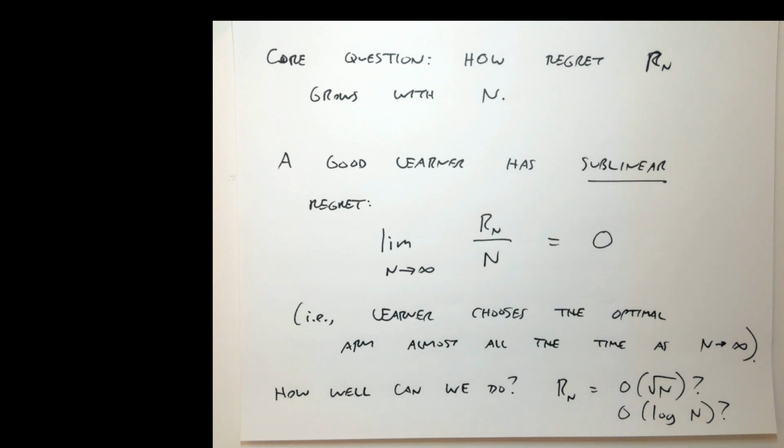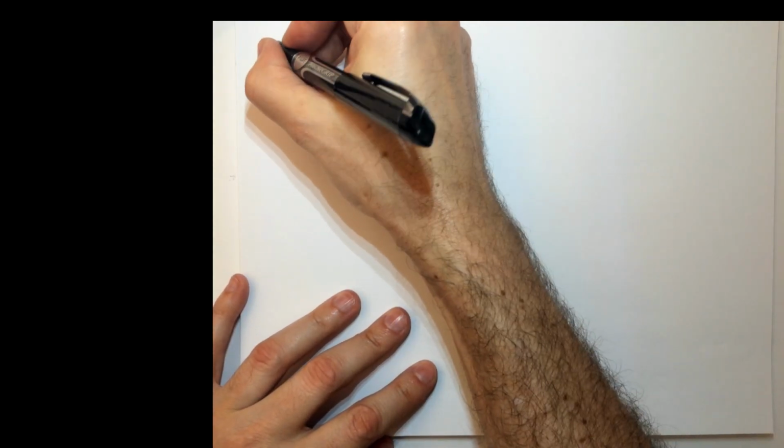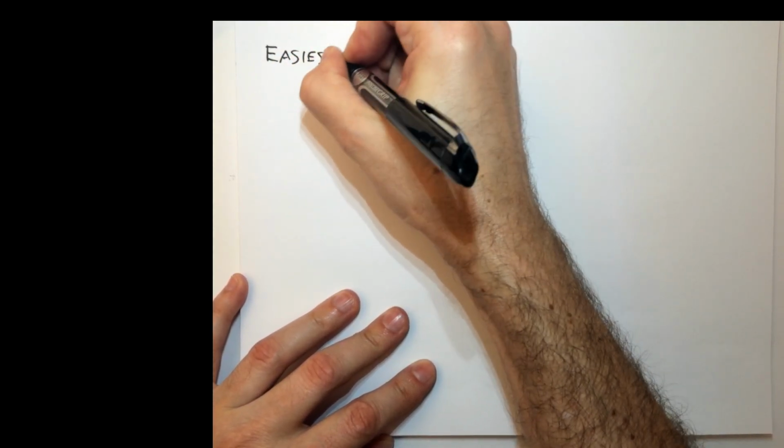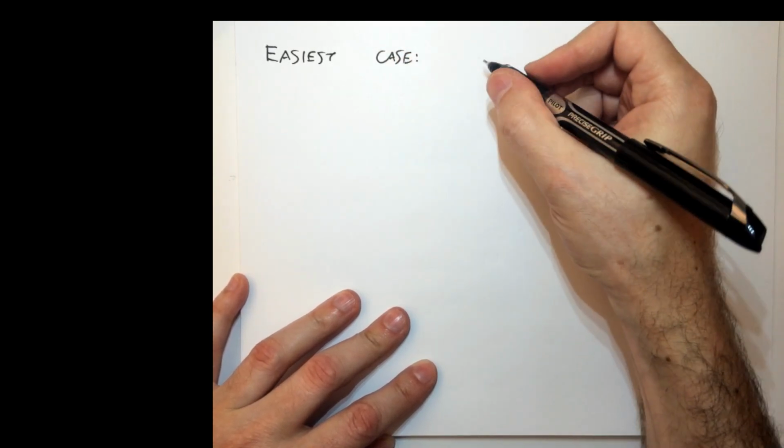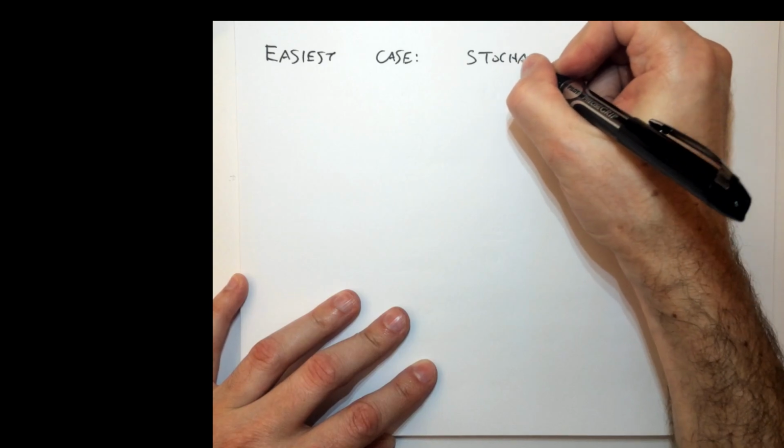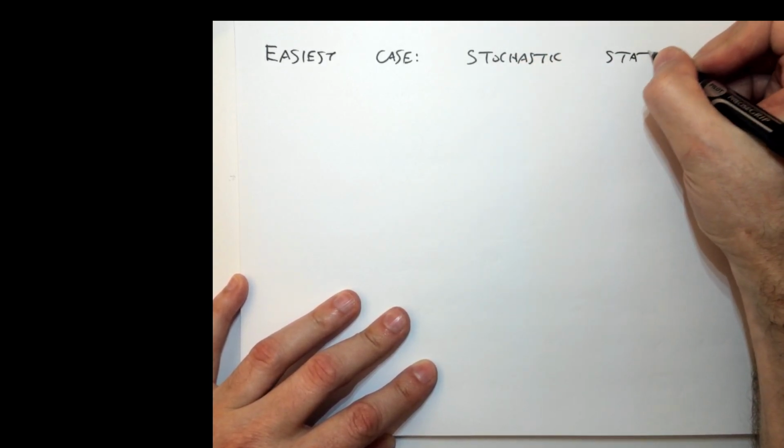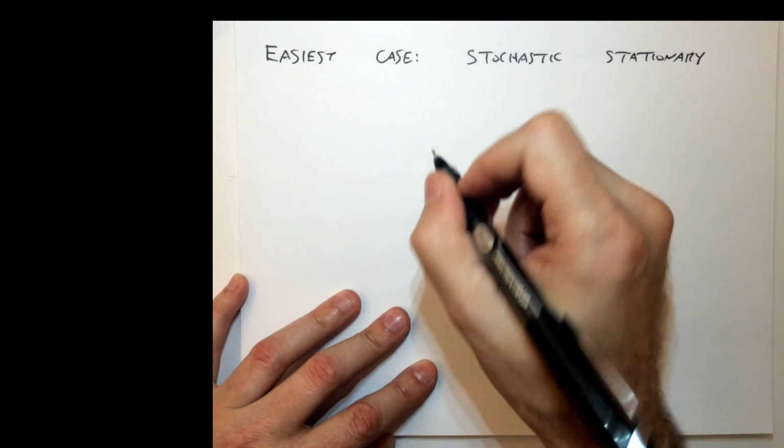So for example, if the arms were changing around all the time or could have their rewards be a function of time, well, clearly that would be a super complicated problem, right? So the easiest thing to assume is that the rewards are not changing, and every time I pull the arm, I'm drawing from the same distribution, right? So the easiest case is what's called a stochastic stationary bandit.